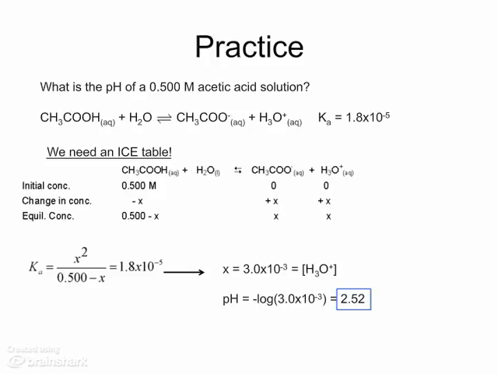Now to get the pH of the solution, we just take the negative log of 3.0 times 10 to the minus 3, and we get 2.52. So the pH of the solution is 2.52.